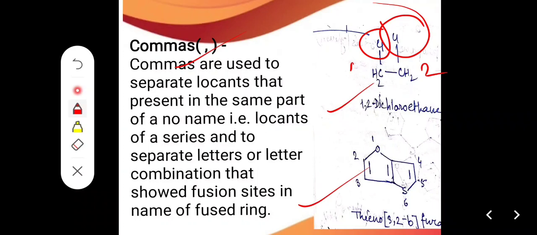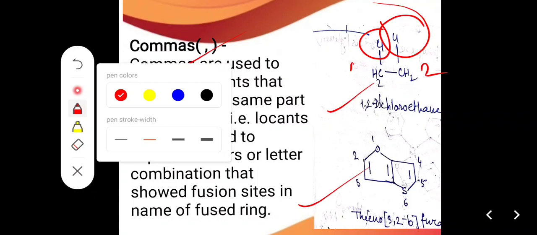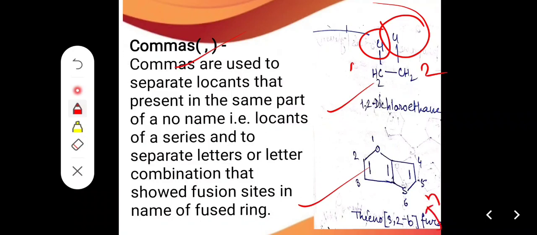Furan, that is only furan. There should be no N on that side, it must be furan. Okay. So thieno[3,2-b]furan. So there is a combination of 3, 2 and b. In between these two locants, 3 and 2, we can write a comma. This is the functionality of the comma.